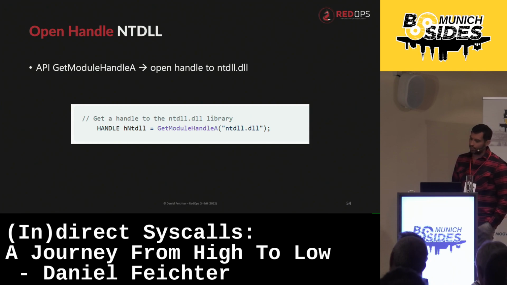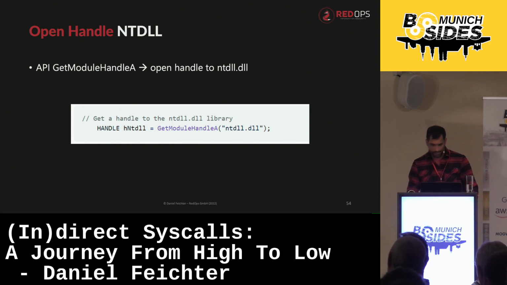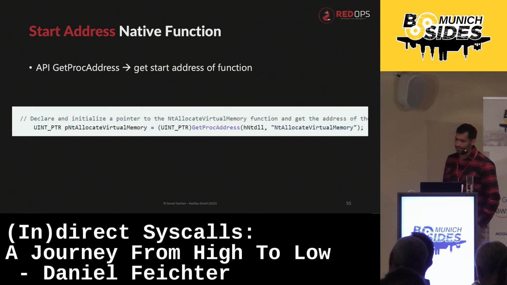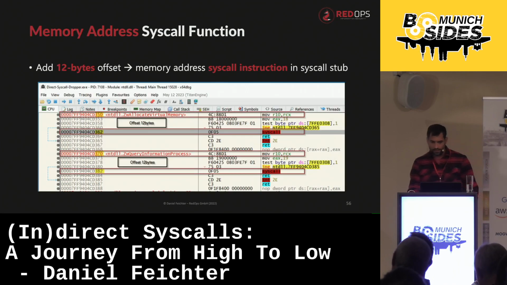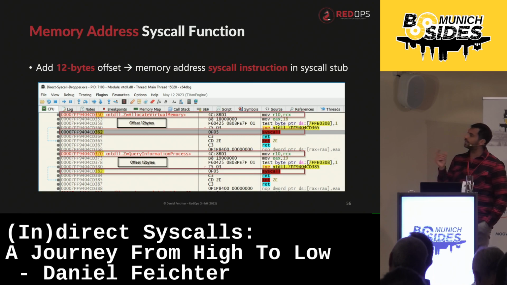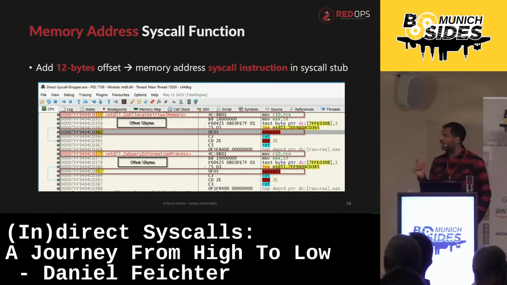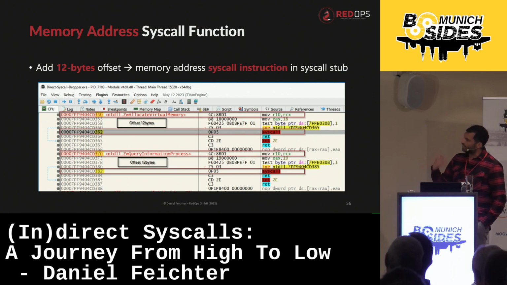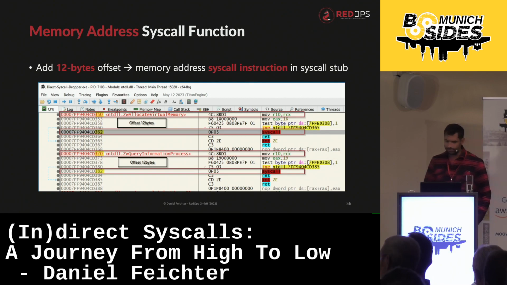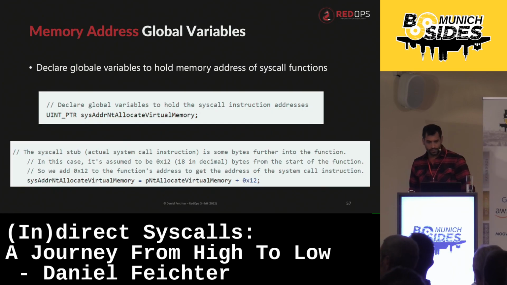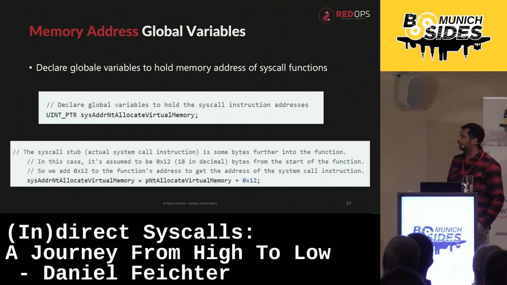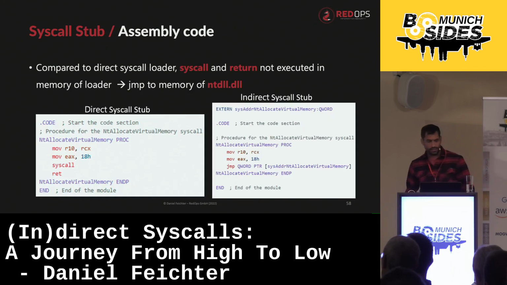So again, we use GetModuleHandle to open a handle to NTDLL. Then we use GetProcAddress to get the start address of the function. But now, because we want to get the memory address of the syscall instruction, we have to add an offset of 12 bytes. Why 12 bytes? Because that's the offset to get the memory address of the syscall instruction in the syscall stub. Then we can declare a global variable to hold the memory address of the syscall instruction and later use it in our assembly code, in our loader, for execution.